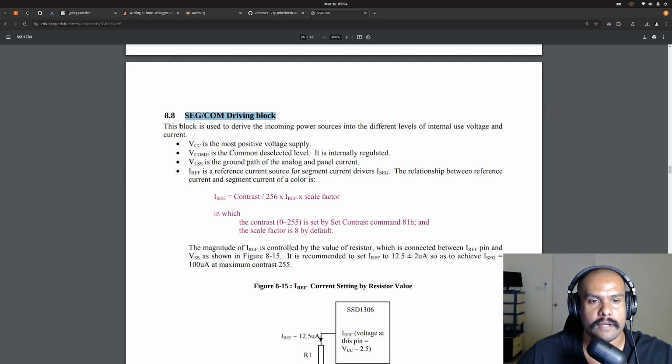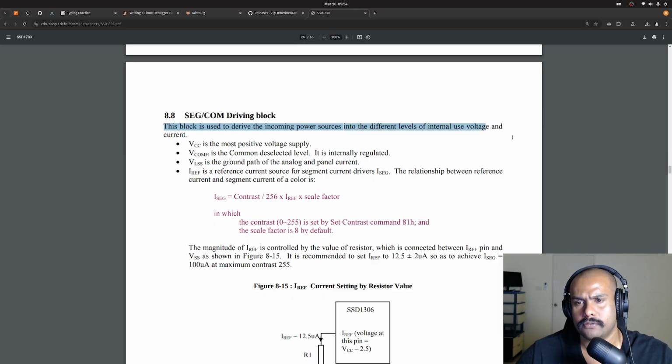Tag/com driving block. This block is used to drive the incoming power sources into different levels of internal use voltage and current. VCC is the most positive voltage supply. VCOMH is the common deselected level. It is internally regulated. VLSS is the ground path of the analog and panel current. IRF is the reference current source for segment drivers, ISEG.